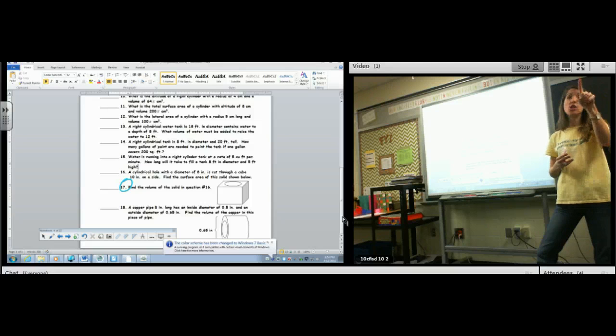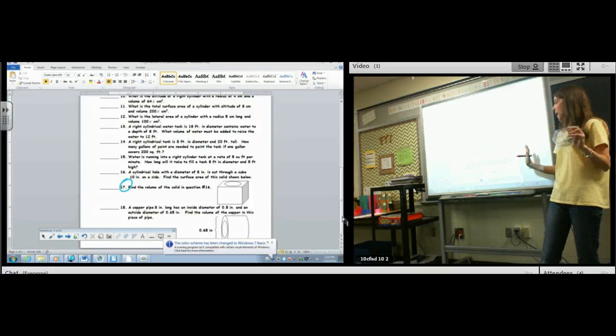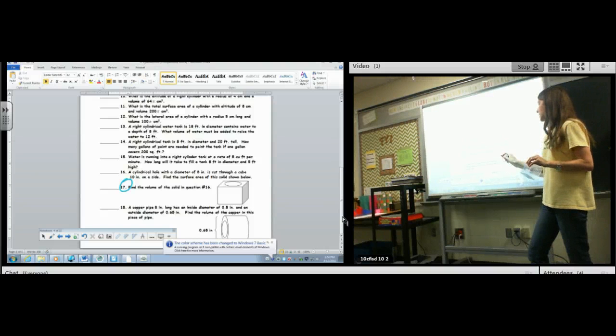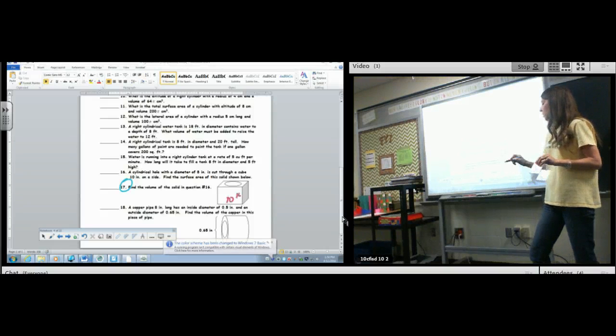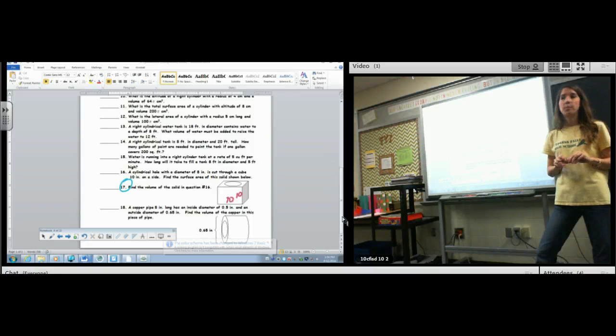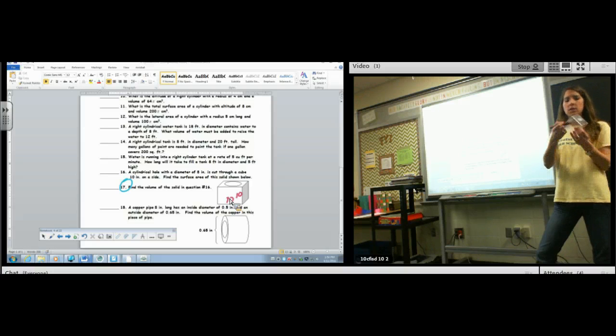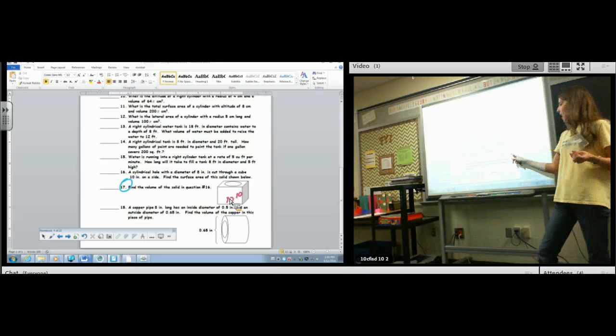Surface area of the cube. Let's start with the surface area of the cube. The cube is 10 inches on each side. What's the surface area of that cube? How many faces does a cube have? This was on your quiz. 6. It's 100 each. 100 times 6. 600.